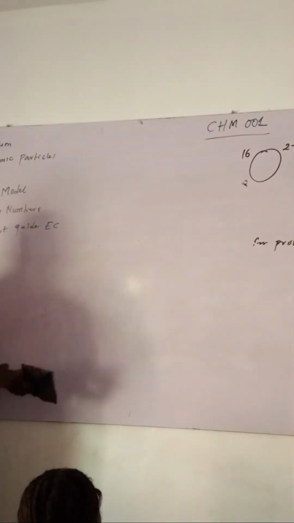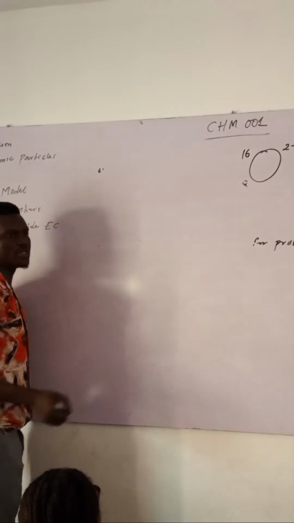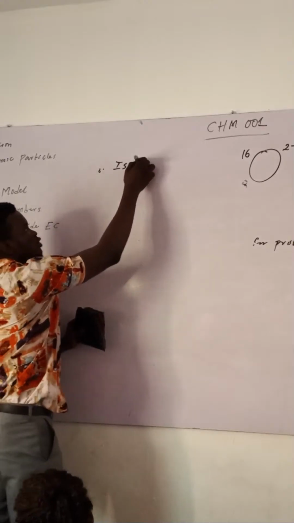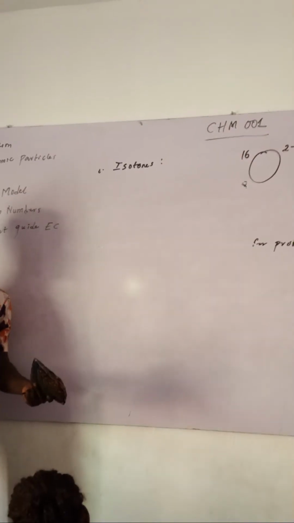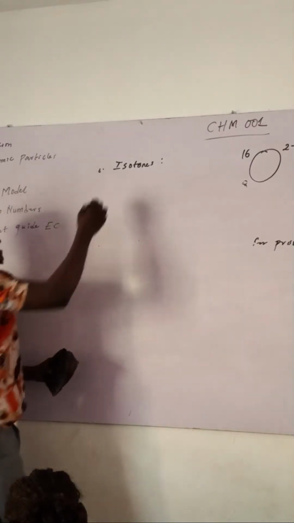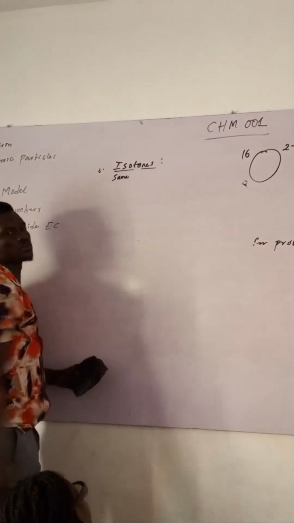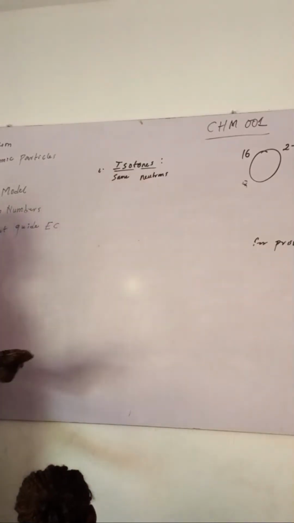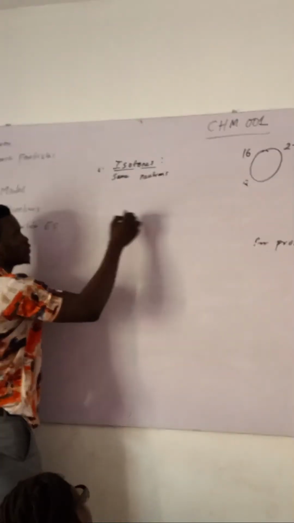So the next thing we want to talk about is isotopes. So you have some atoms that are different, but they have the same number of neutrons. Iso means same. Nu means neutrons. So when you have atoms with the same number of neutrons, they are said to be isotopes. Is that taken? Yeah.